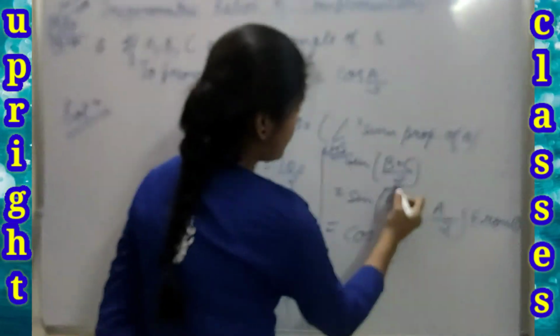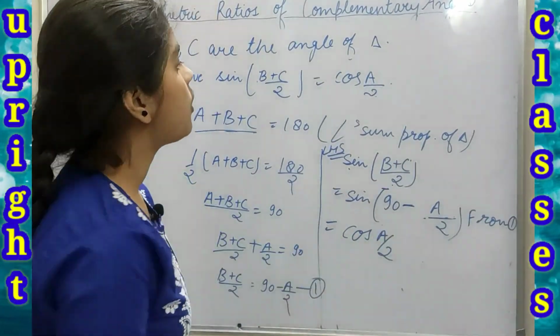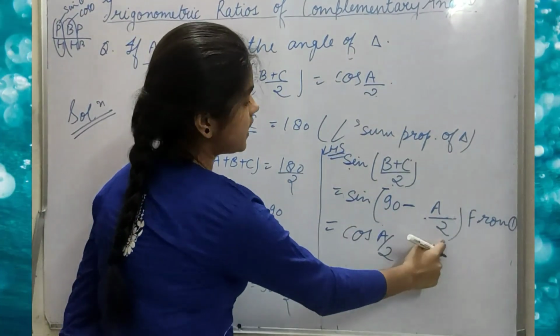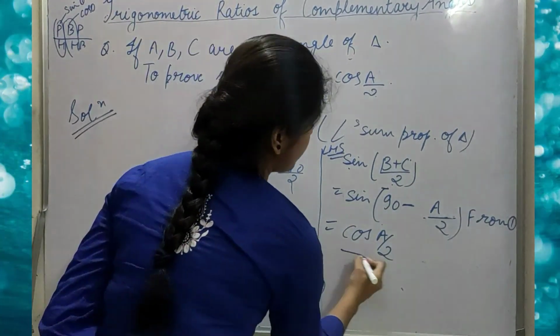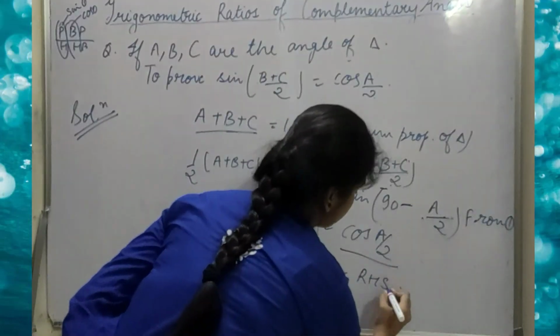Sin of (B plus C) upon 2, from equation 1 we got 90 minus A by 2, okay, and we already know that sin of (90 minus theta) is equal to cos theta, so from that equation we got cos A by 2, which is equal to RHS, hence proved.